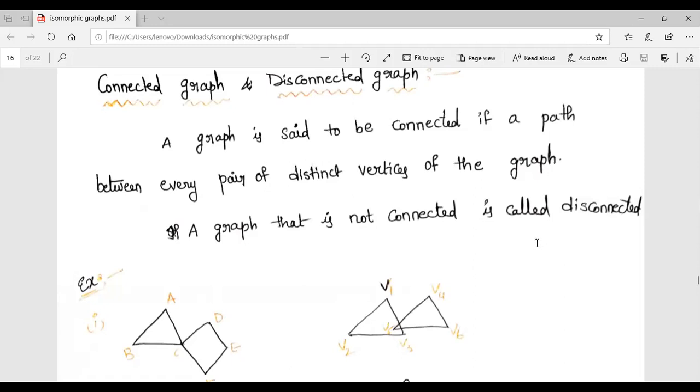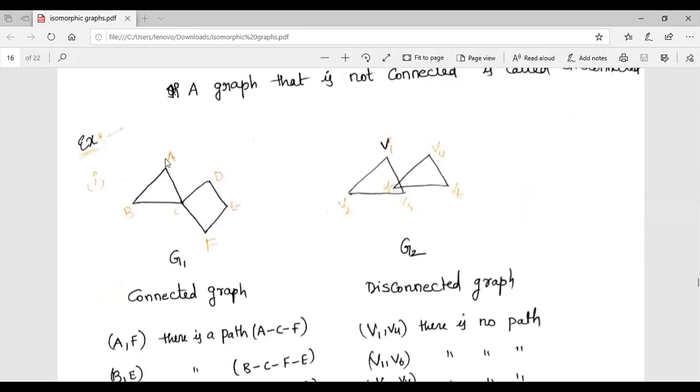Okay, so what is a connected graph? A graph in which every pair of distinct vertices has a path is called a connected graph. Let us consider an example. We take the graph with vertices A, B, C, D, E, F. If we consider two vertices A and F, there is a path between A and F: A to C, C to F.